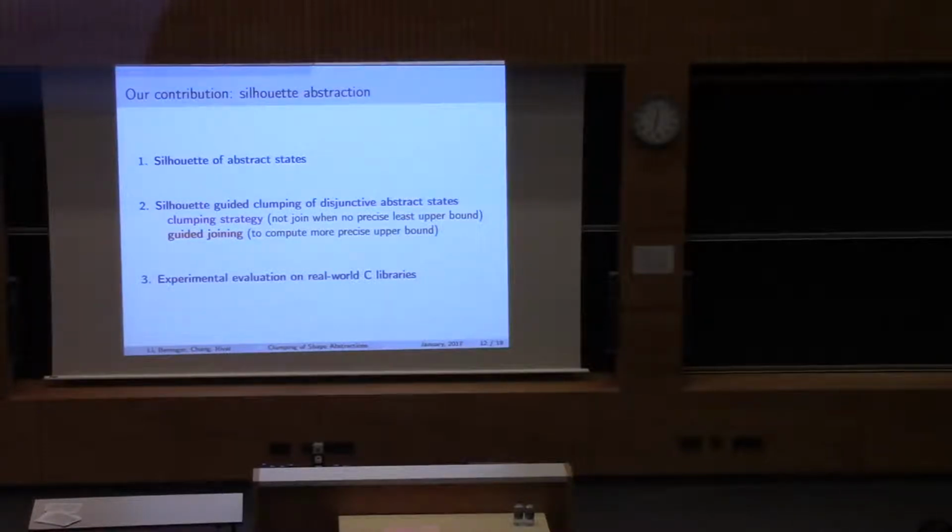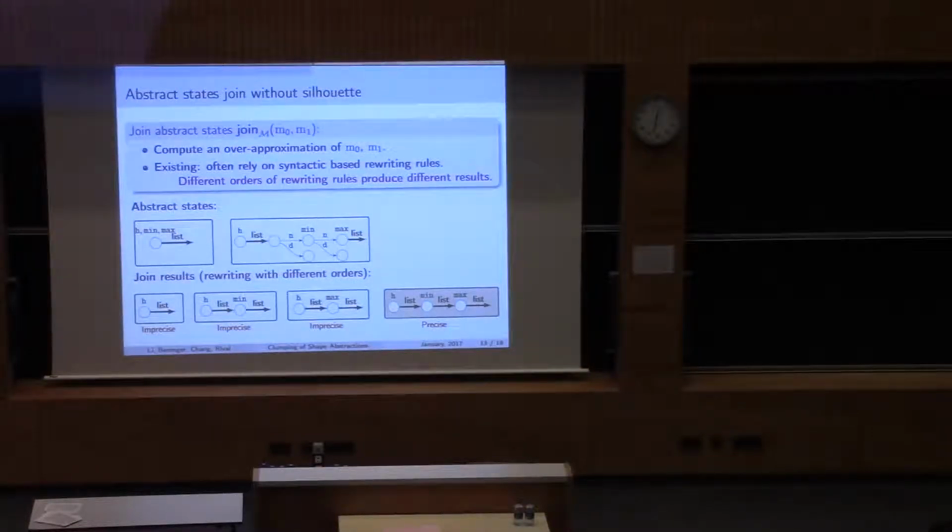Now we have talked about the silhouette and the silhouette-guided clumping strategy, which will avoid joining abstract states with no precise list upper bound. Next, we are going to talk about silhouette-guided joining, which will use silhouette join to guide abstract state join to compute a more precise upper bound. To join two abstract states, we need to compute an over approximation of them. Existing joining work over rely on syntactic-based rewriting rules, where different rewriting orders will produce different results with different precision.